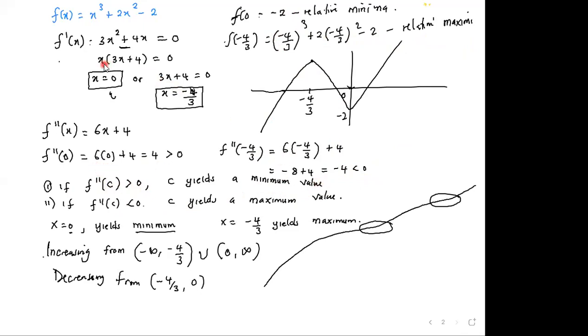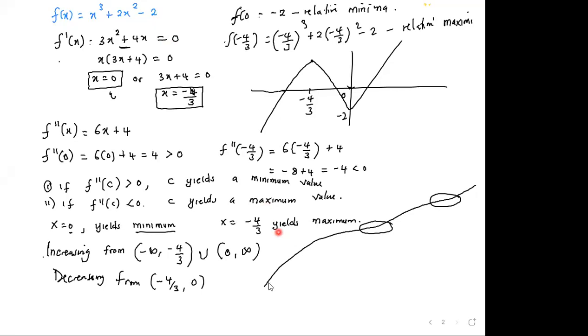The first derivative gives you the critical numbers, the ones that give you the maximum or minimum. Then the initial function tells you the actual value. You see that?